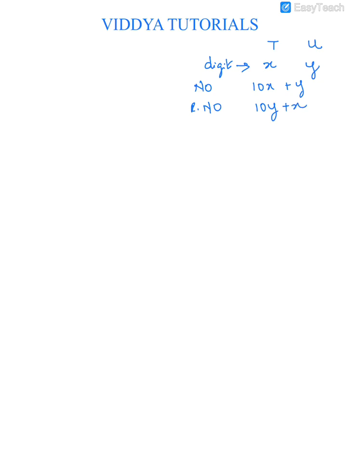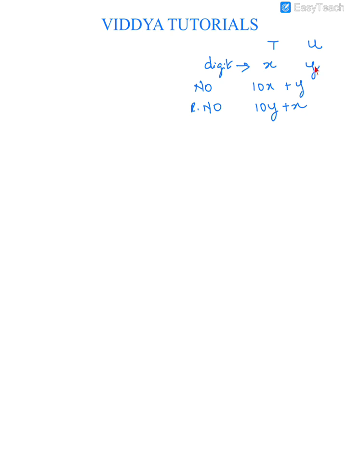So be very clear. The digit at the tens place is x, the digit at the units place is y. My number becomes the tens digit multiplied by 10 plus y. So the number is 10x plus y and the reverse number is 10y plus x. Wherever we talk about the number, I will put 10x plus y. Wherever I talk about the reverse number, I will put 10y plus x, and digits are x and y. Now let's read the question again.